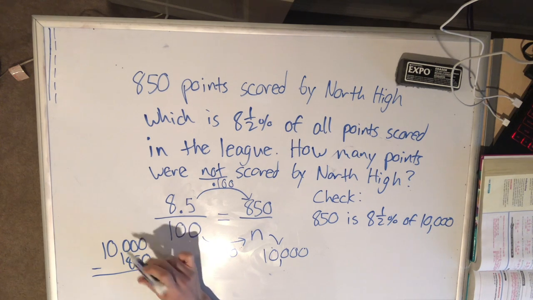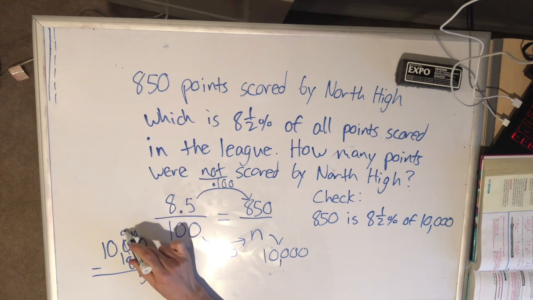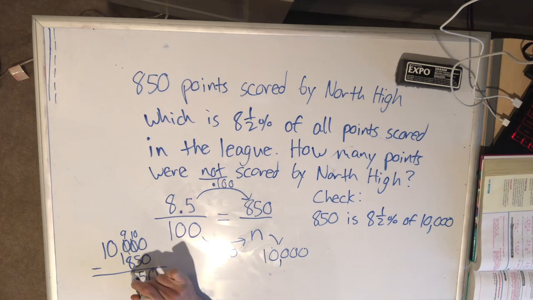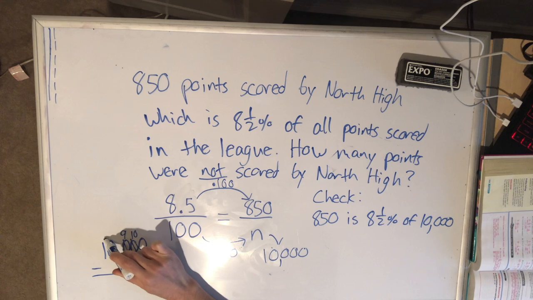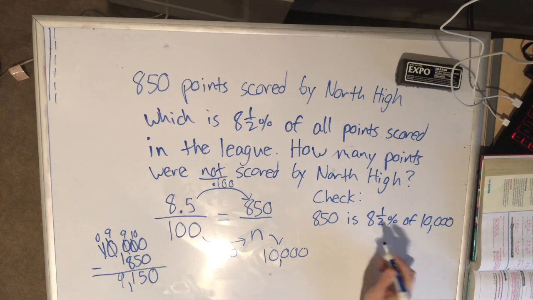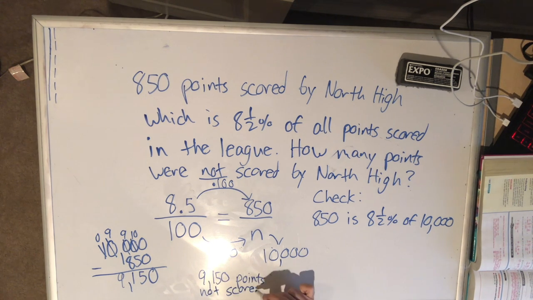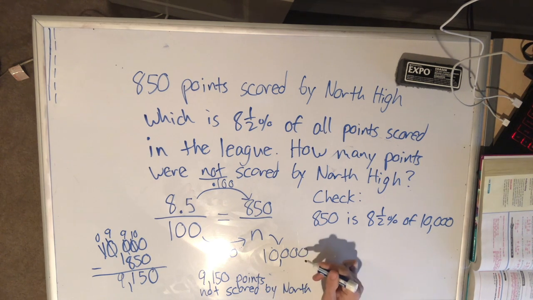So 0 minus 0 is 0. 10 minus 5 is 5. We had to borrow from the 0 to make that 0 a 10. Anytime you borrow from a 0, the 0 becomes a 9. 9 minus 8 is 1. But you have to borrow to make that 0 a 9. So that 0 becomes a 9, and this 1 becomes a 0. So it's 9,150 points were not scored by North High this season. But 10,000 points total were scored by all the teams in the league this season.